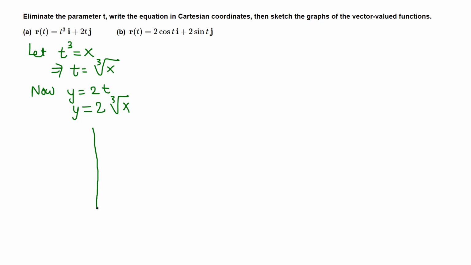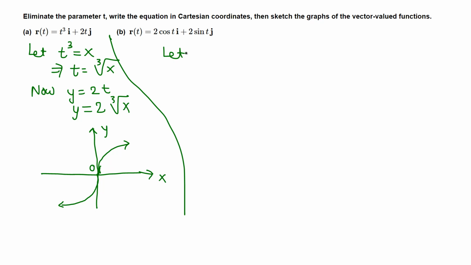And if we graph this, just the cube root of x, you can take a couple of points, and it's going to be something like this, and you can check using a calculator. This is x and the corresponding y.